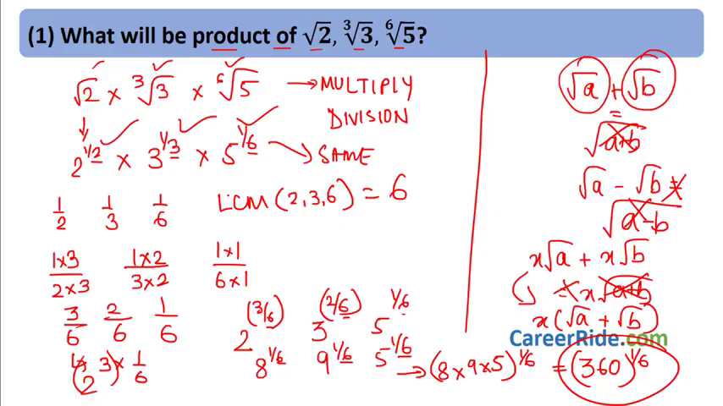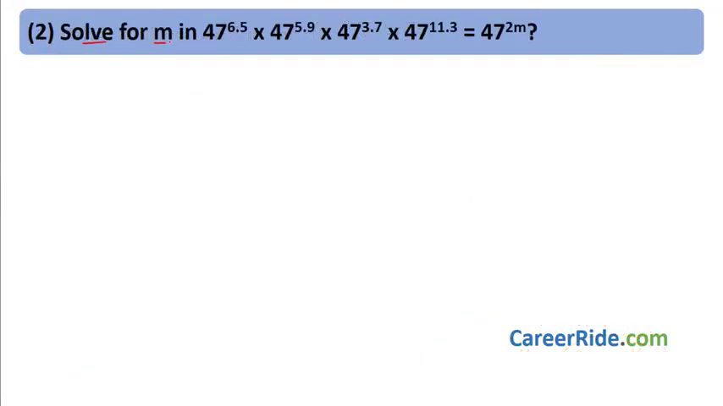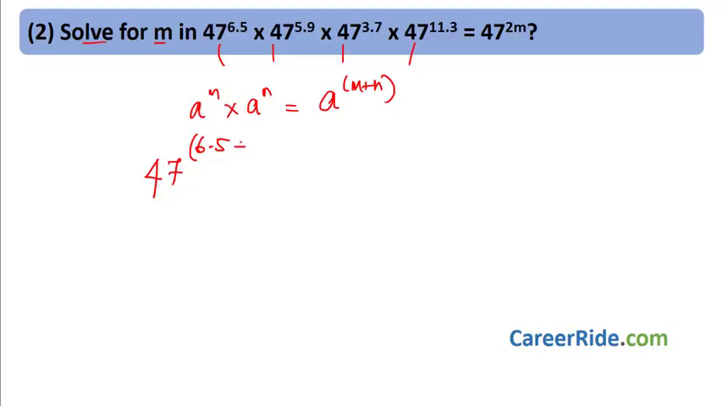Moving on to question number 2. Solve for m in 47 raised to 6.5 into 47 raised to 5.9 into 47 raised to 3.7 into 47 raised to 11.3 equal to 47 raised to 2m. Okay, now here the bases are the same. What have we learnt? A raised to m multiplied by a raised to n would simply be a raised to m plus n. So here we will have 47 raised to 6.5 plus 5.9 plus 3.7 plus 11.3.